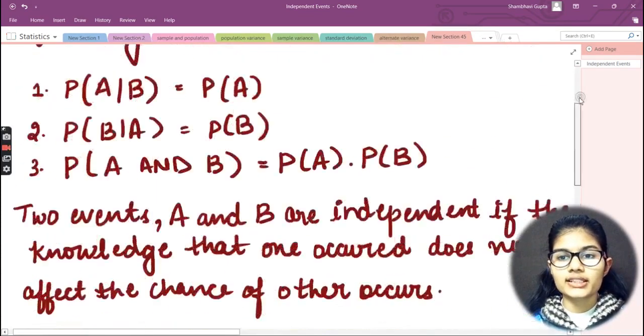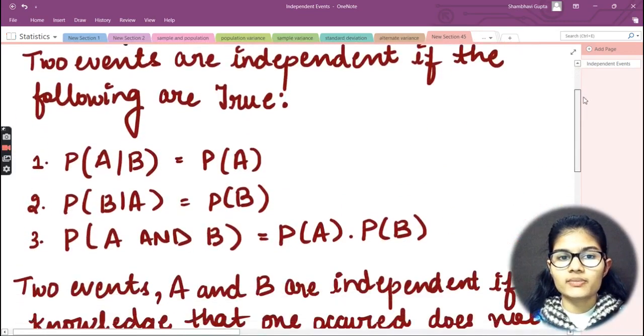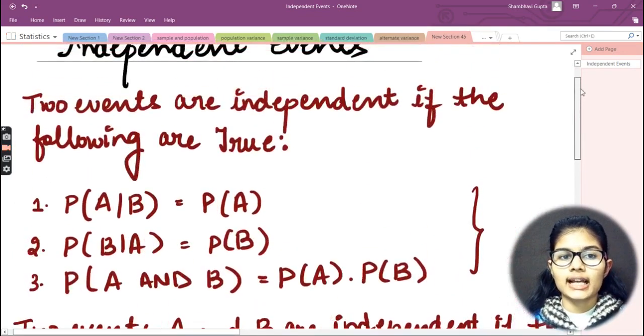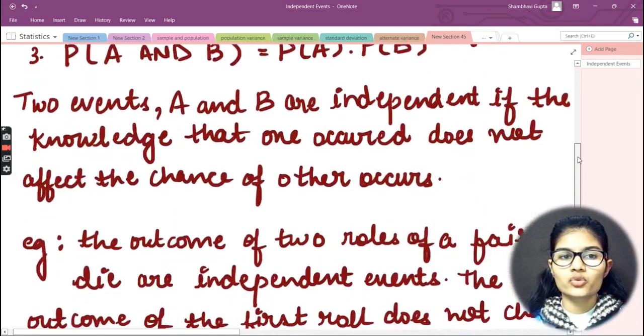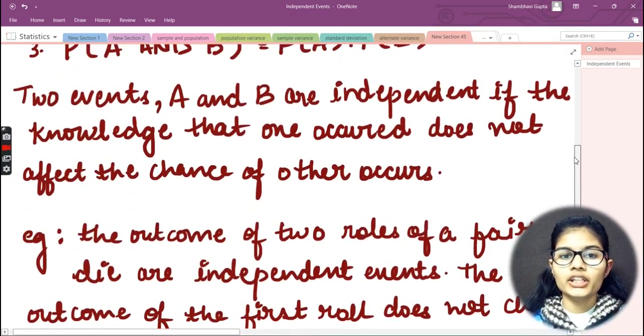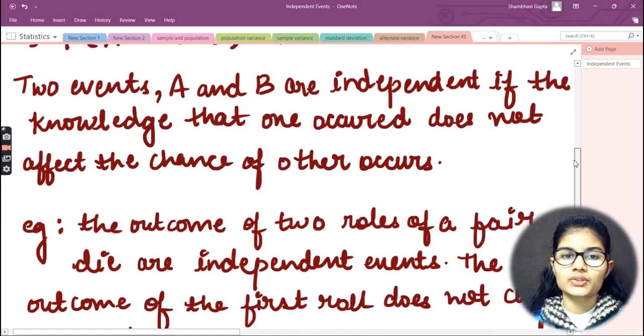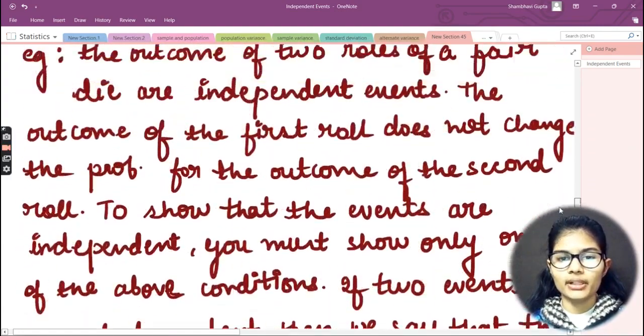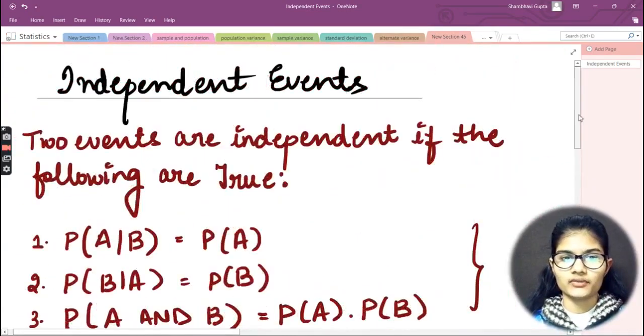Okay, so today we discussed a little about independent events. If the following three conditions mentioned here are true, in that case we say that these two events are independent. The two events A and B are independent if the knowledge that one occurred does not affect the chance of the other occurring. So in that case we say that these two events are independent, right? And we just saw a quick example of how to do this.